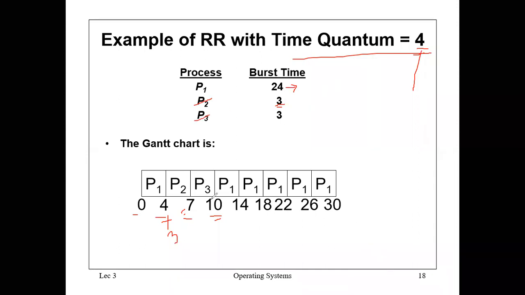P1 will again take the CPU at the 10th second, and after 4 seconds of work, it will leave the CPU. As there are no other processes waiting, since P2 and P3 are already done, P1 will get the CPU again, and so on. So the basic idea is that if you have multiple processes, you allocate each process the CPU for a certain amount of time. This is the concept behind round robin. Each one gets the CPU for a certain amount of time.